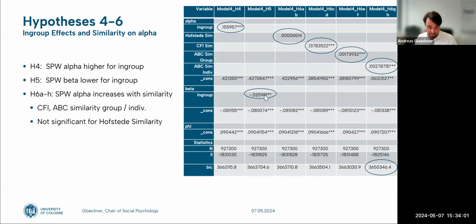Nothing surprising here. But here again, for beta, it looks very different. In the situation where you're behind, you're really much more competitive to the in-group than the out-group. You see the minus sign here. And you find similar findings if you just put in all kinds of similarity predictors. This is similarity concerning Hofstede cultural factors, concerning cultural fixation index, concerning ABC, concerning stereotype similarity on a group and on an individual level. They all go in the same direction. Basically, for alpha, if you are ahead, then you're more pro-social, the more similar you are. So to more similar countries, you're more pro-social, but only if you are ahead.